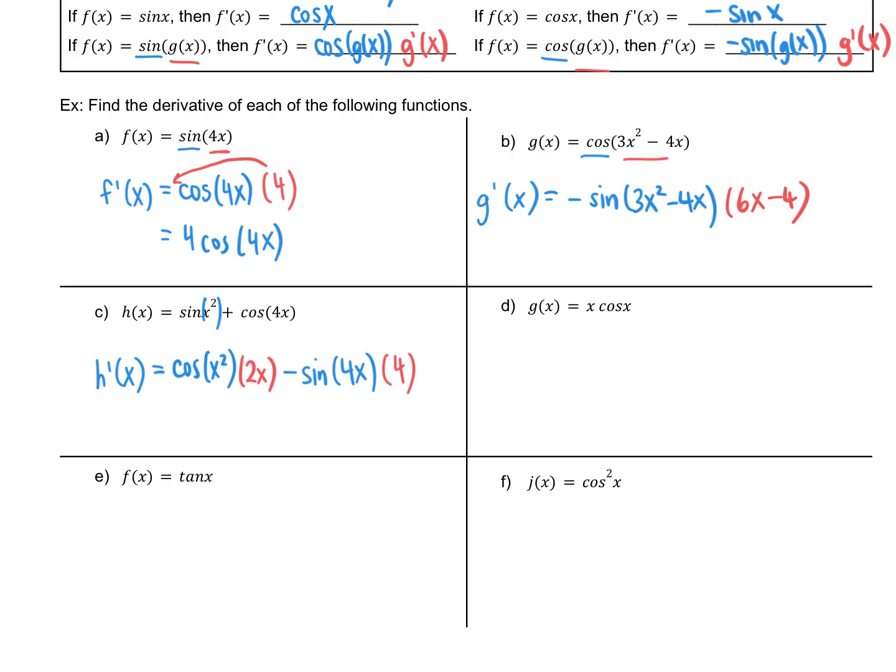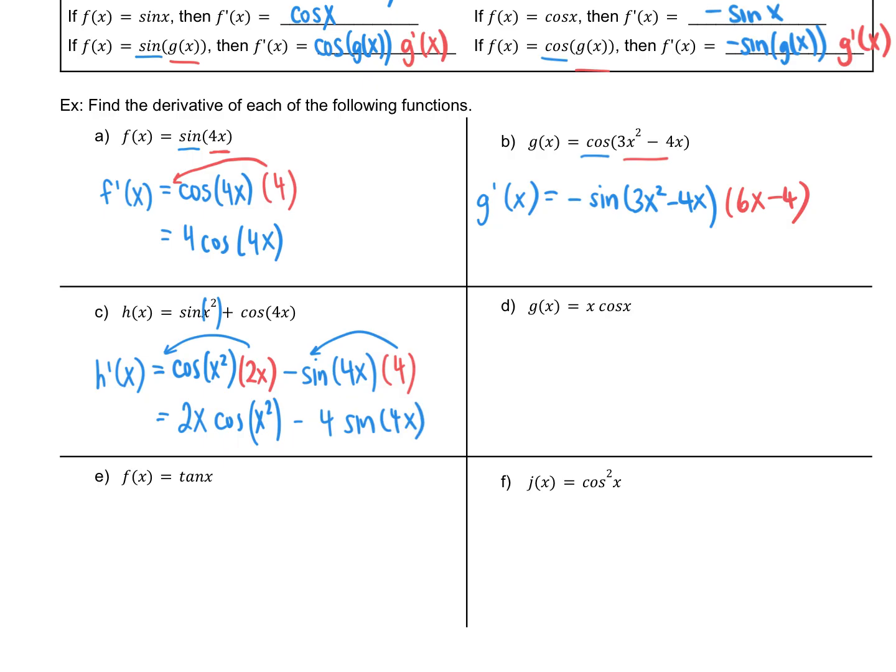Okay? An extra step you can do here, just so that you don't accidentally multiply the angle part with those inside derivatives, take the 2x, put it out front. Take the 4, bring it out front. So 2x times cos x squared minus 4 times sine of 4x. And there we have it.